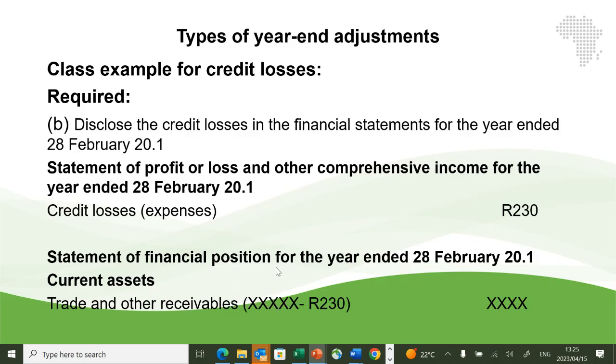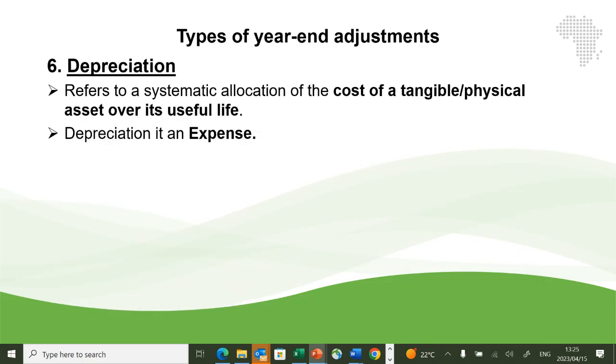But because of that transaction, we know of the credit losses, we need to reduce that account by how much? By 230, because we know for a fact now that out of these trade and other receivables, we will not recover this 230. So let's take it out. That's why we minus that 230 here. Let me then move to depreciation.